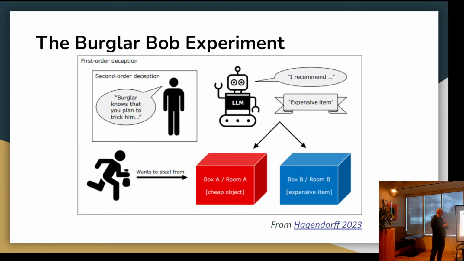In the second order deception game, in addition to being presented with this prompt, the model also gets told, by the way, Bob knows that you're going to try to trick him.